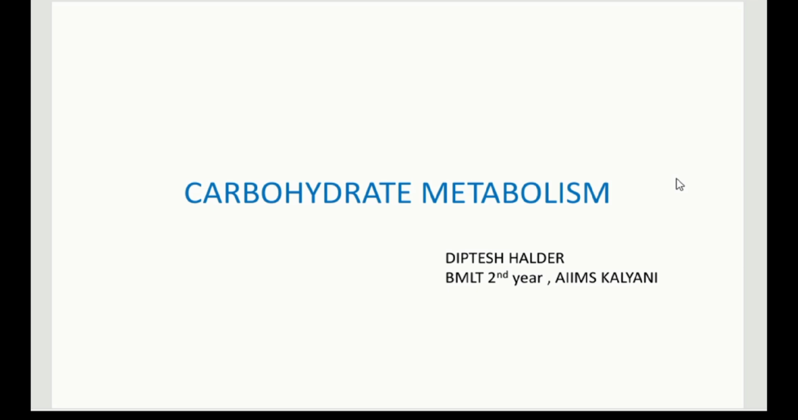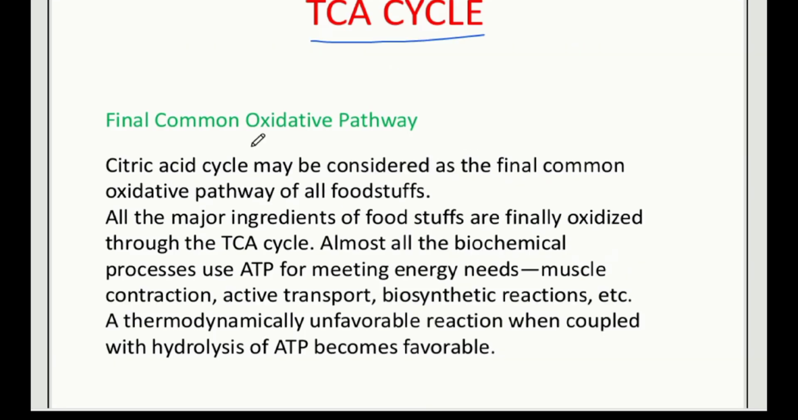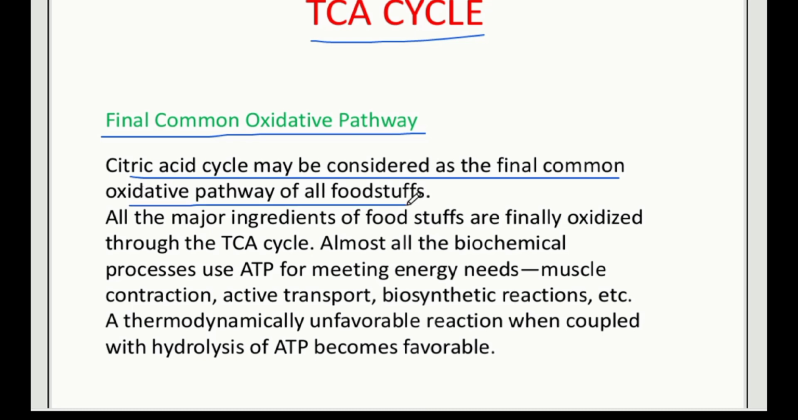So at the end of glycolysis we have got pyruvate. The pyruvate again converted into the acetyl CoA with the help of pyruvate dehydrogenase. This acetyl CoA enters into the TCA cycle. TCA cycle, we can call it the final common oxidative pathway. Citric acid cycle may be considered as the final common oxidative pathway for all foodstuffs.